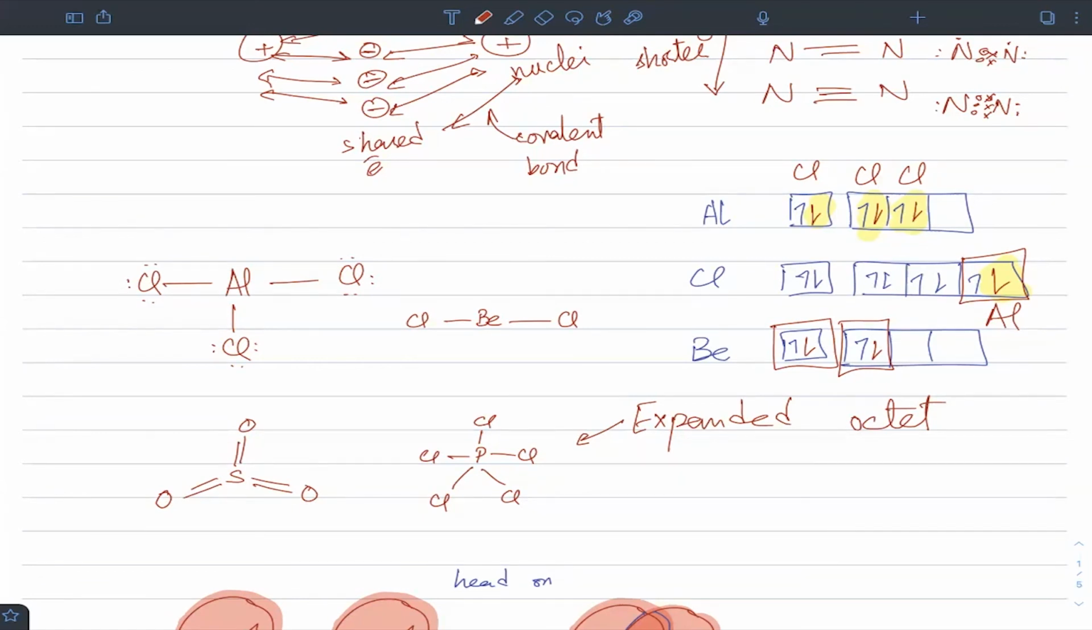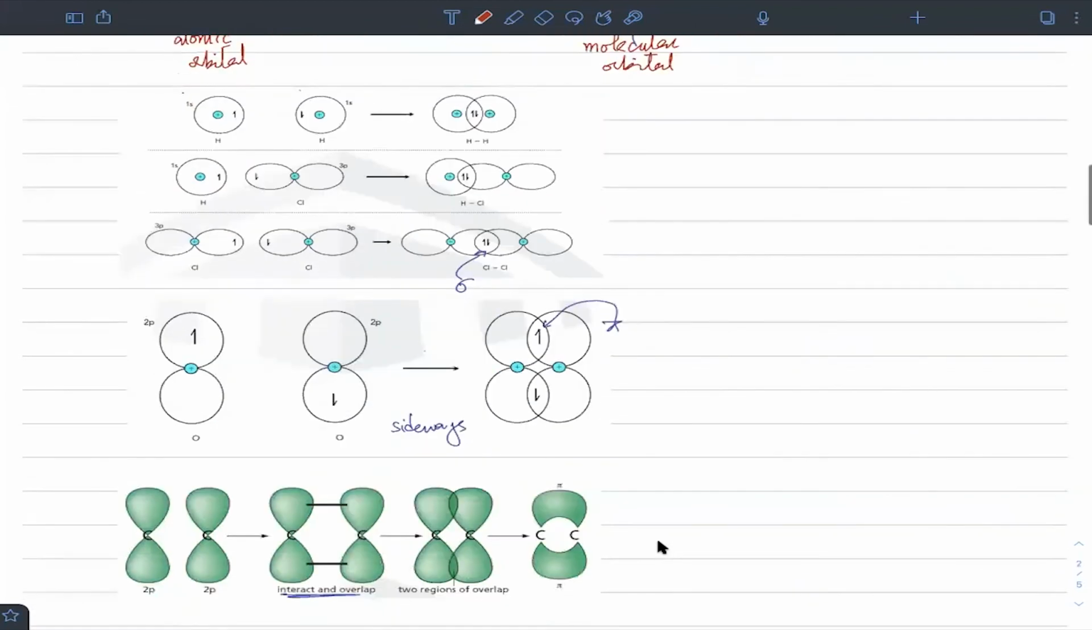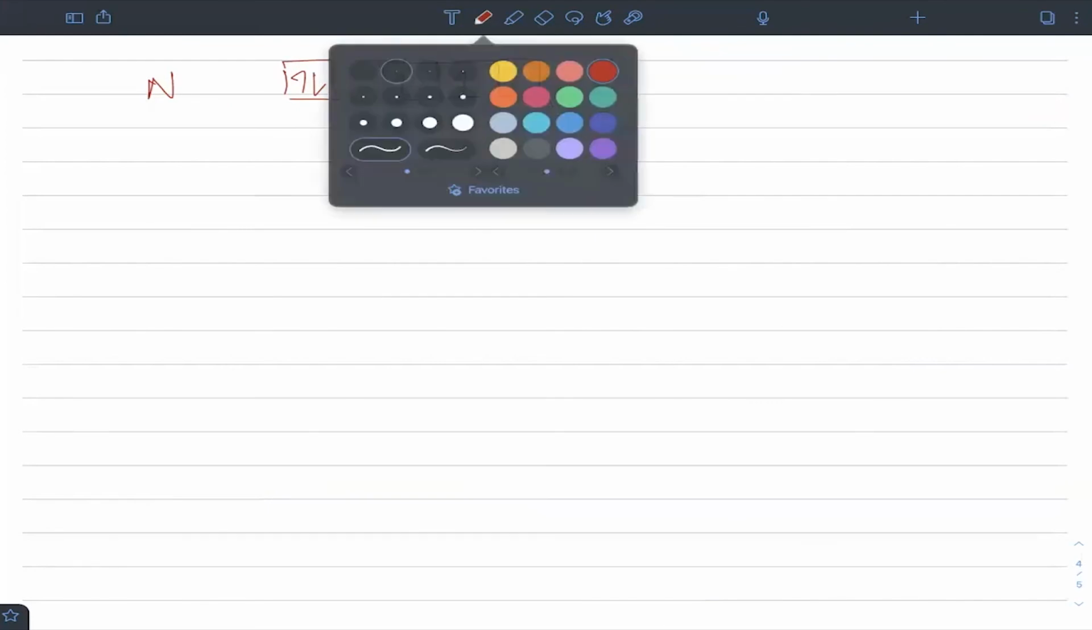So how do things make a double bond? They just take 2 orbitals of each other and overlap them. How do things make a triple bond? They just take 3 orbitals of each other and overlap them. Let me give you an example of nitrogen here. Nitrogen has this, right? And the other nitrogen also has this.